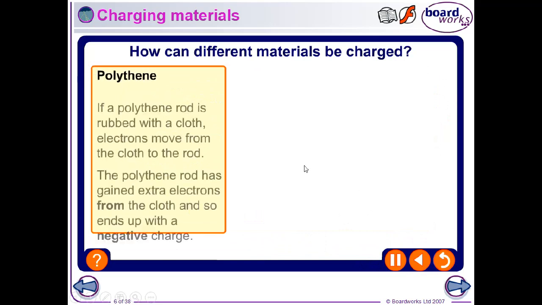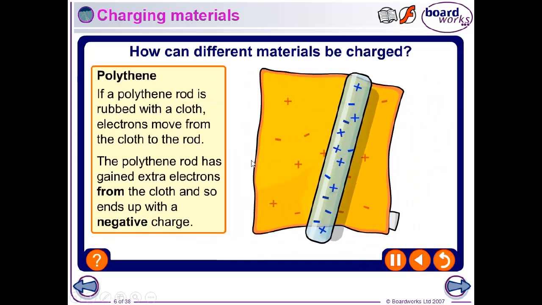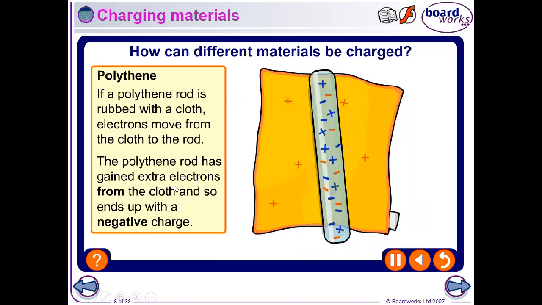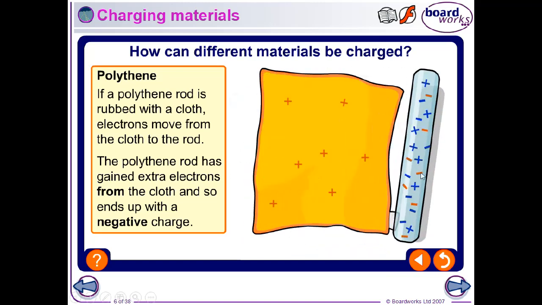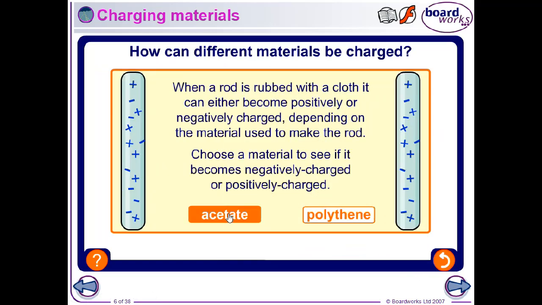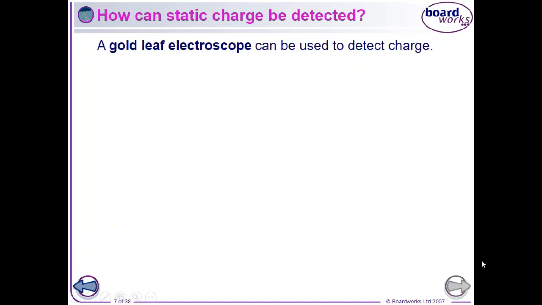If we look at a polythene rod and rub it with the cloth, electrons tend to move from the cloth to the rod. So the polythene rod gets a negative charge and the cloth is left with a positive charge. Okay, so the difference there is the type of material, acetate, polythene. We don't have to remember which are which.